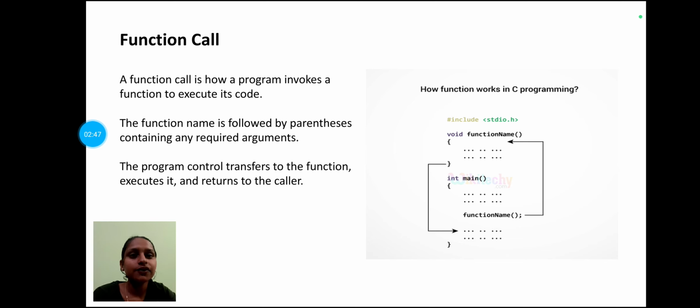Function call. A function call is how a program invokes a function to execute its code. The function name is followed by parentheses containing any required arguments. The program control transfers to the function, executes it, and returns to the caller. It means the main function's body contains the logic. It calls some function to perform a specific task and return the output to the main function.